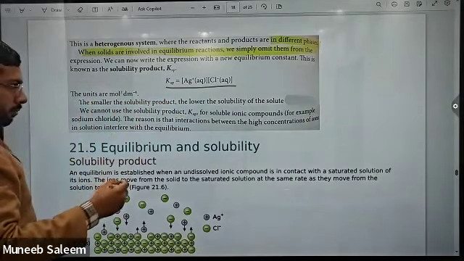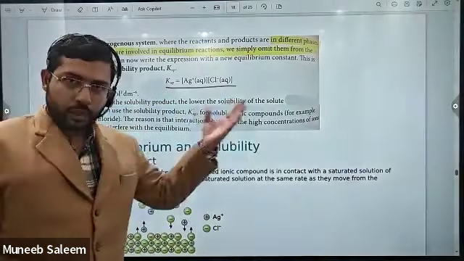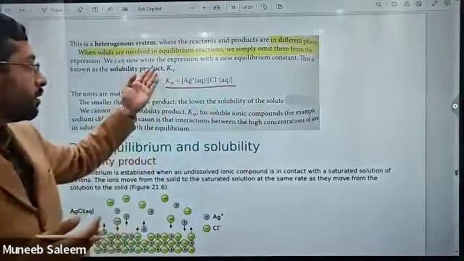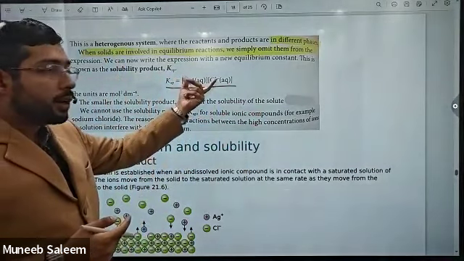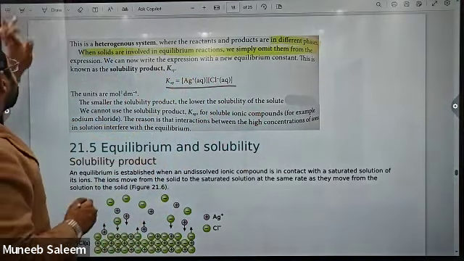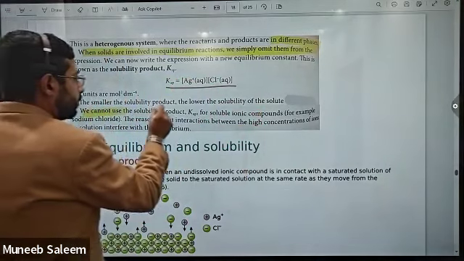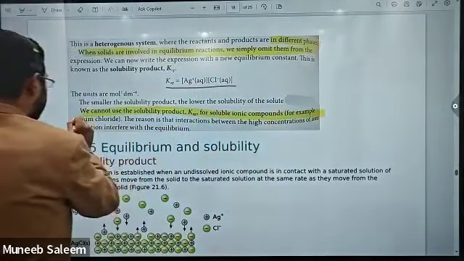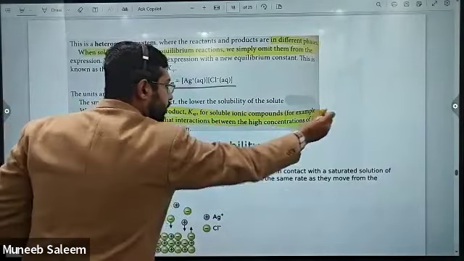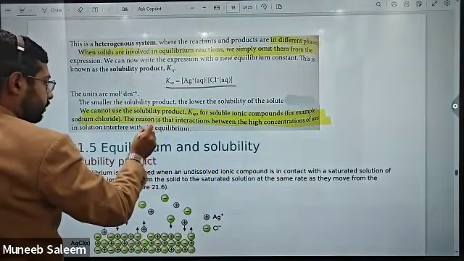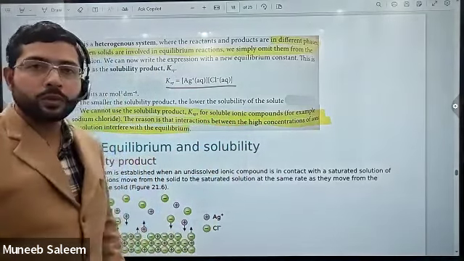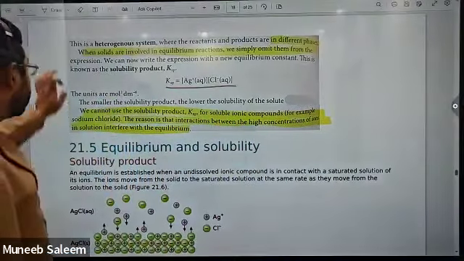The smaller the solubility product, the lower the solubility of the solute. We know that this is a sparingly soluble compound. So if we have a smaller value of Ksp, it indicates that these ions are present in lesser amount, which means they are less produced in the solution. We cannot use the solubility product Ksp for soluble ionic compounds, for example, sodium chloride. The reason is that the interaction between the high concentration of the ions in solution will interfere with the equilibrium. So Ksp is not used for soluble compounds. It is only used for the sparingly soluble.